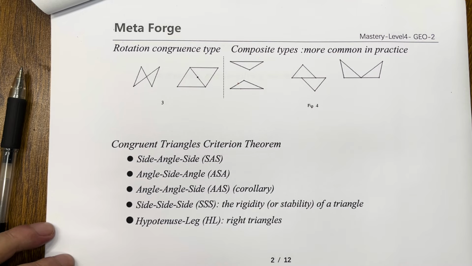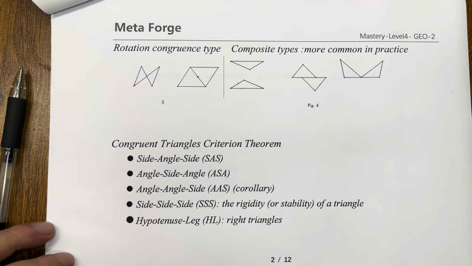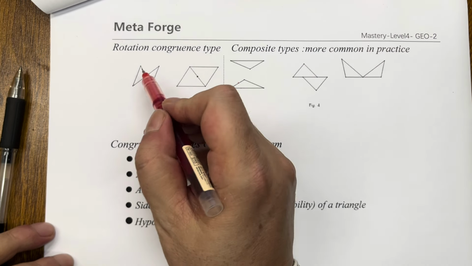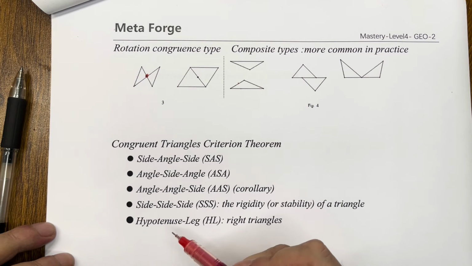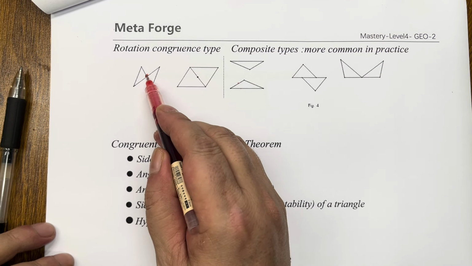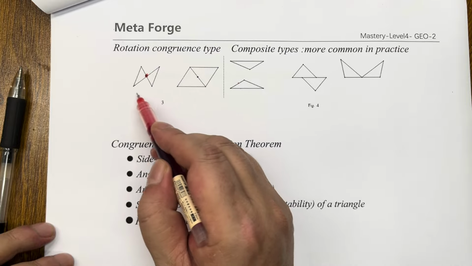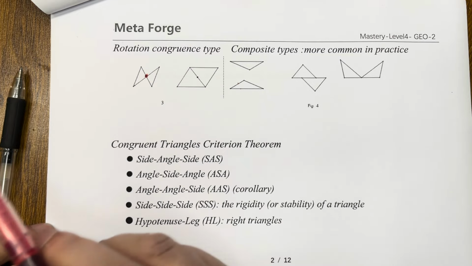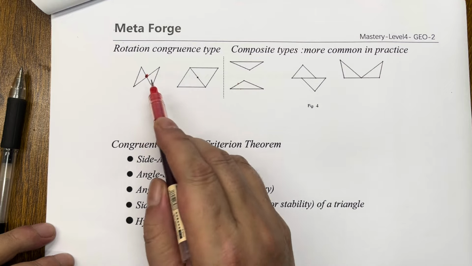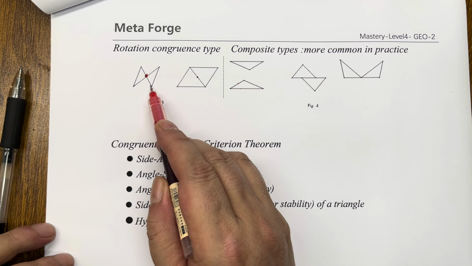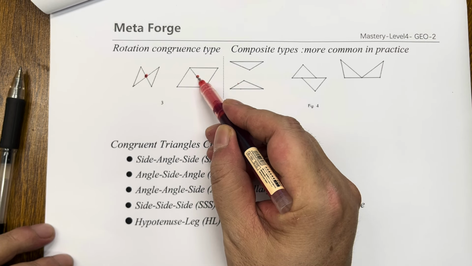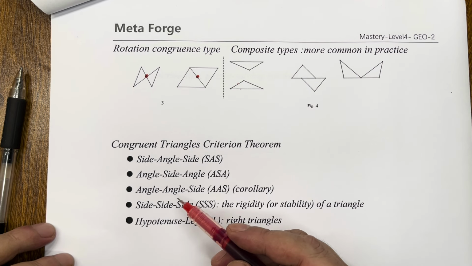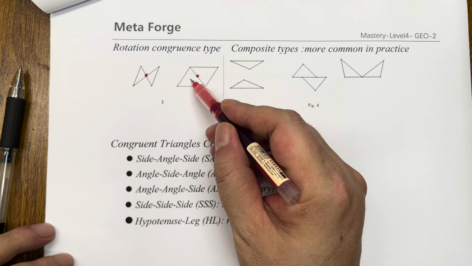The third type is rotation. Rotation congruent has a point, a center, the symmetric center. Around the symmetric center, rotate the figure 180 degrees. It comes back to the original figure. Okay. This is called center symmetry triangle.